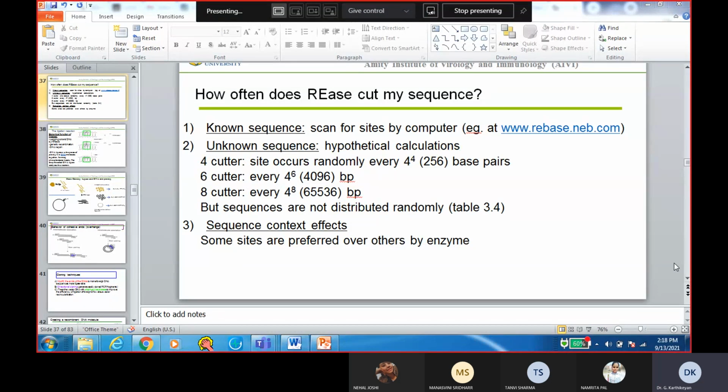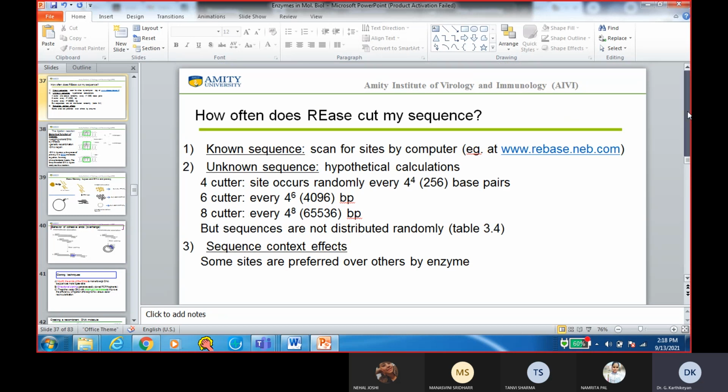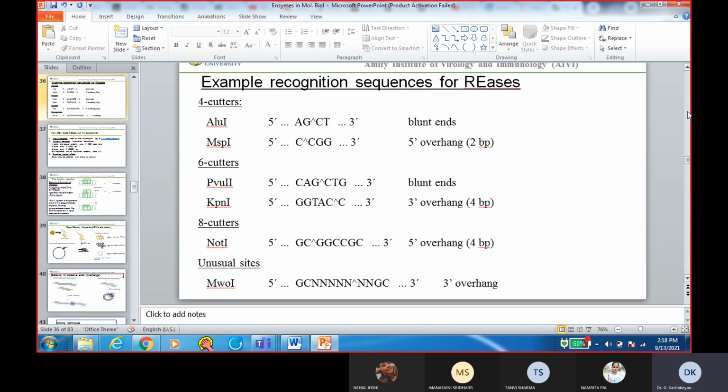Let me see if I can go back to the slide. Right, there we go. So you have four base pair cutters like AluI, MspI, six base pair cutters like PvuII, KpnI. There are others like EcoRI, HindIII. These are all routinely used molecular biology restriction enzymes. Then you have eight cutters, which is not one.